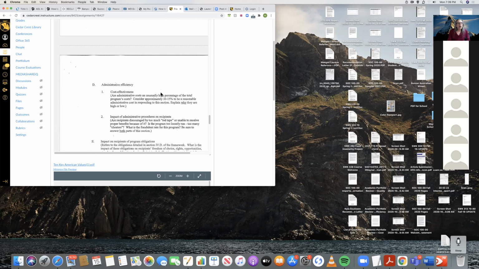Okay, what are we going to evaluate next? Administrative efficiency, cost effectiveness. Are administrative costs an unusually high percentage of the total program costs? Okay, this is why it's significant. Let's suppose $100 million is allocated by the federal government for your particular program, but 20% of it goes to administering the program. They don't say, well, then we'll add another 20 million to it. That means $20 million of that 100 million does not go to the recipients. It's instead going to administer the program.